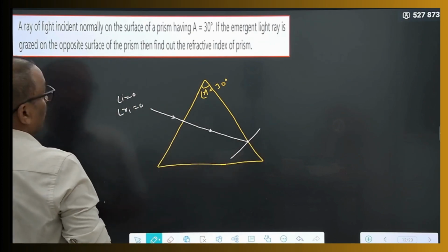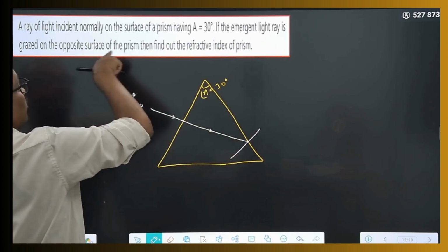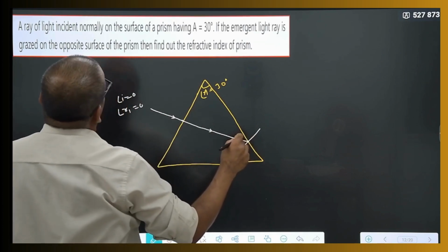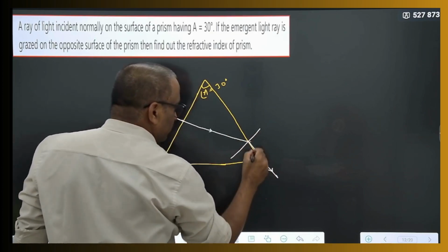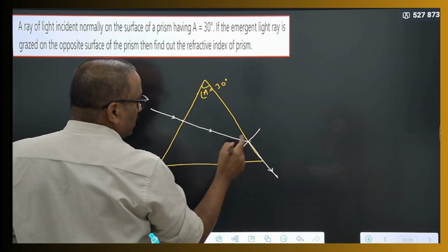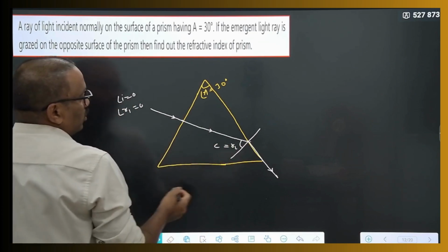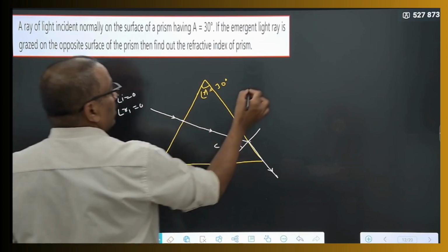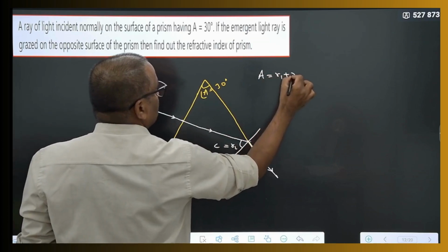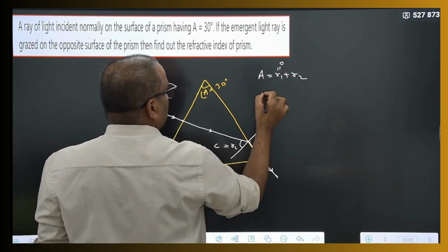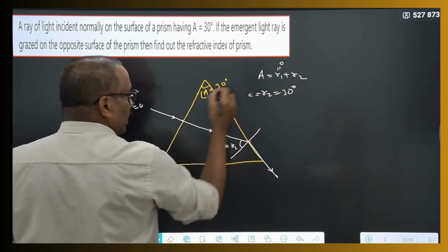So therefore what is it telling now? The emergent ray is grazing on the opposite surface of the prism, therefore this light ray is going like this. That's all. You understand? So going like this means compulsorily this R2 should be equal to the critical angle. So what is R2 now? A is equal to R1 plus R2, R1 is 0, so R2 will be equal to 30 degree. This R2 being 30 degree means this should be the critical angle here now.